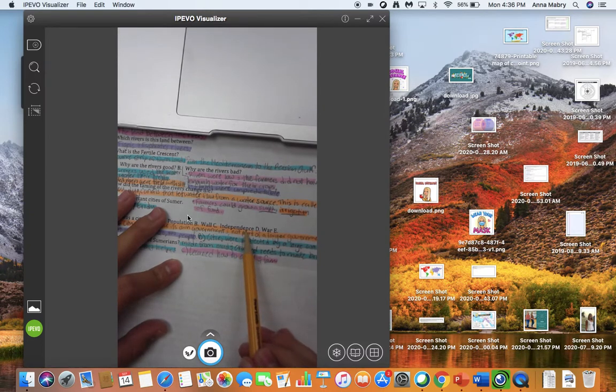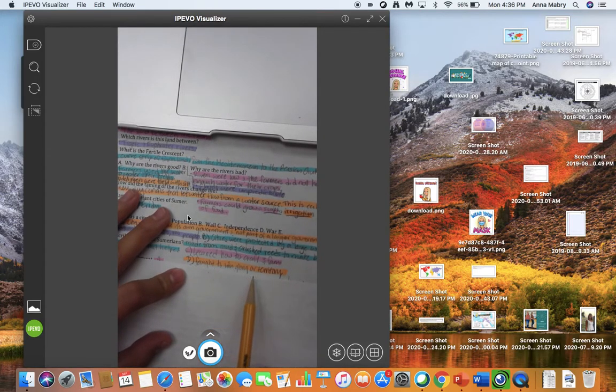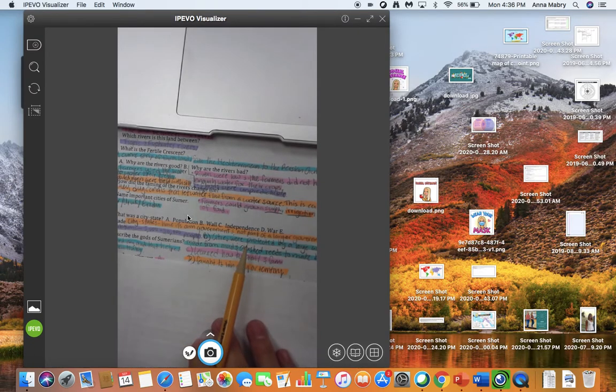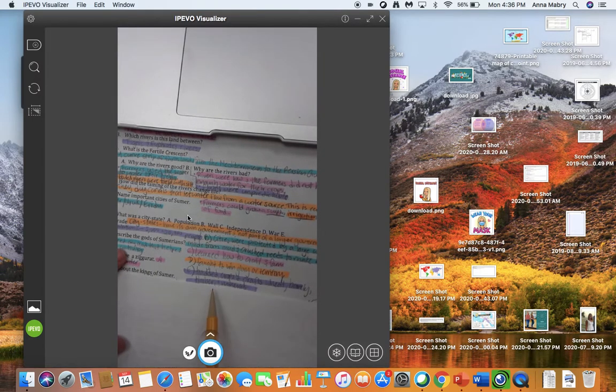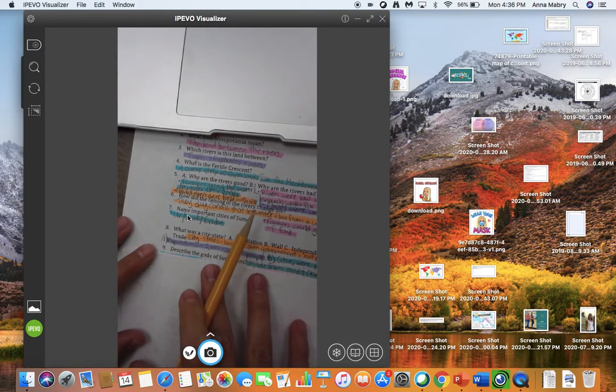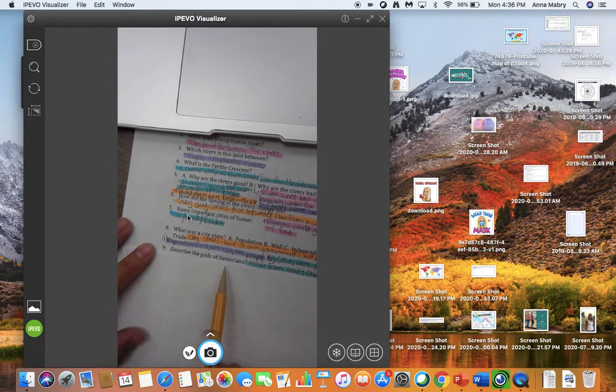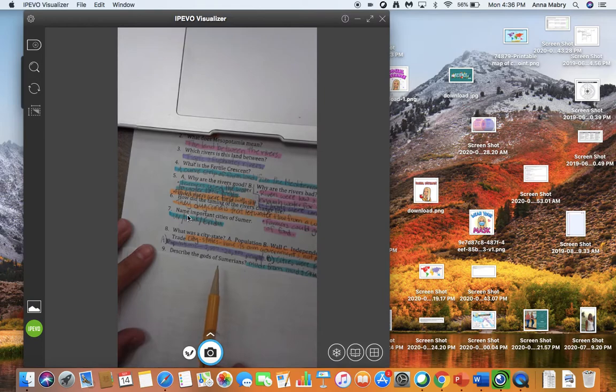Independence. C, they learned how to craft and farm. So they were artisans, they had specialized jobs, and that was their independence. They didn't all have the same job. War, they fought to win glory and territory. They fought with other city-states to gain glory and territory. And trade, they traded crops and crafts for wheat, barley, timber, and minerals.